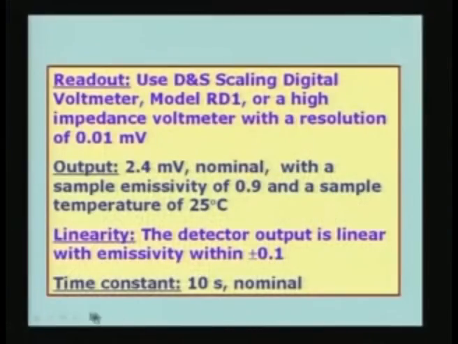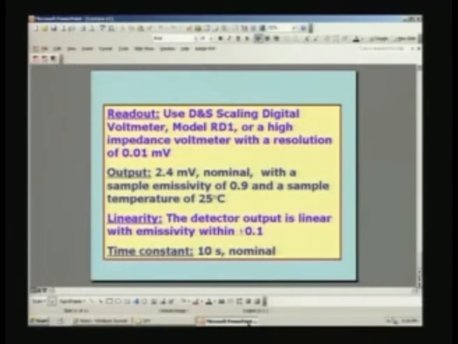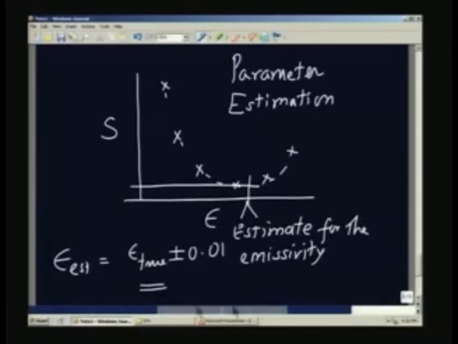Let me also look at one last thing about the measurement of surface properties, and that is the angular measurement.